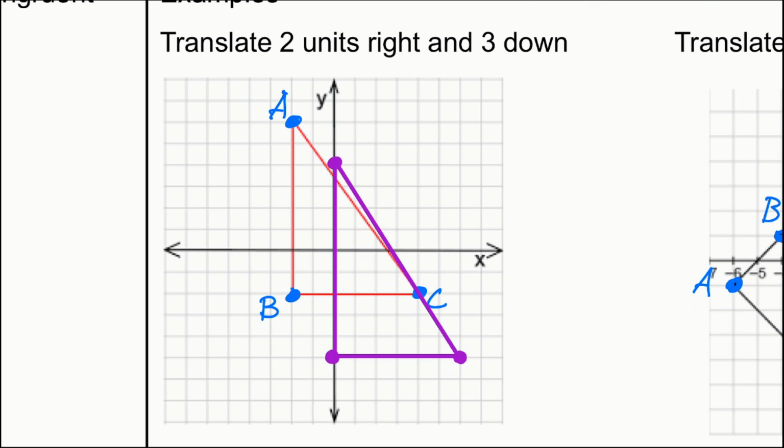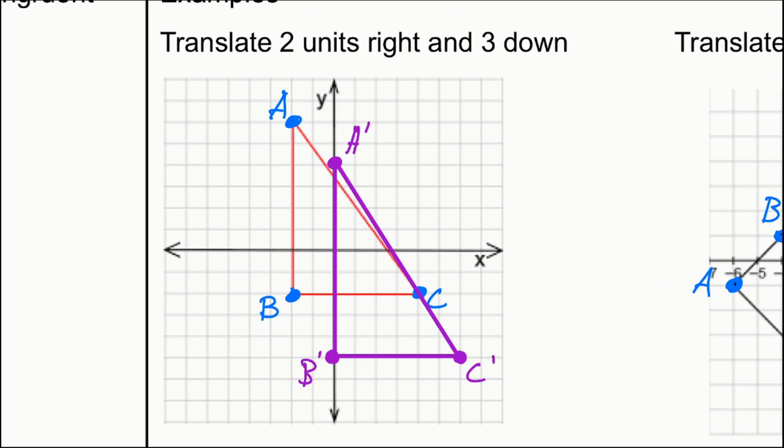Kind of looks off. It's not though. Must just be my head. So this is A prime, this is B prime, and this is C prime. So that would be the first one.